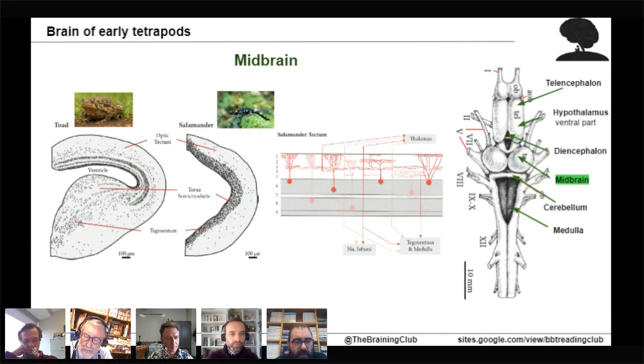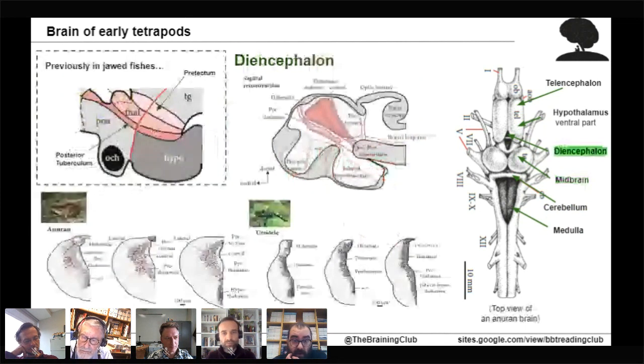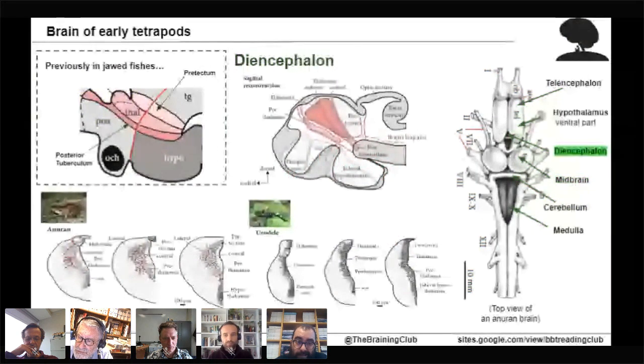So now it's the turn of the diencephalon. As in jawed fish, it is divided into pretectum, thalamus, prethalamus, and posterior tubercle. These structures are homologous between tetrapods and jawed fish, and seem not to have undergone many changes in the transition to land. However, we can find striking differences between lineages.